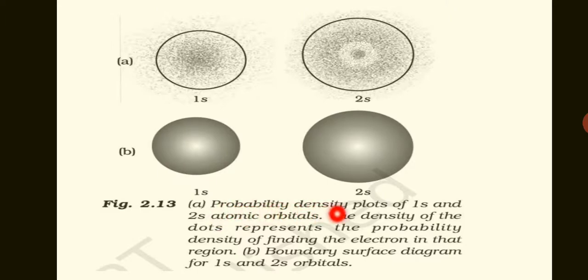The probability density plot of 1s and 2s atomic orbitals are shown in the diagram, the probability density of finding the electron in that region. In B, the boundary surface diagrams for 1s and 2s orbitals are shown respectively. So generally 1s, 2s, 3s, 4s are spherical in shape.